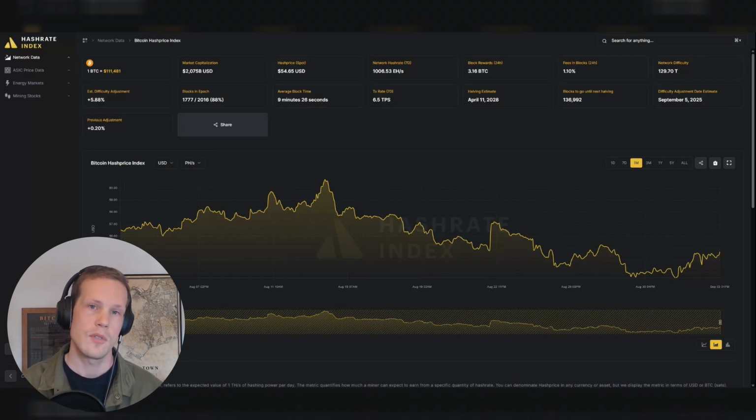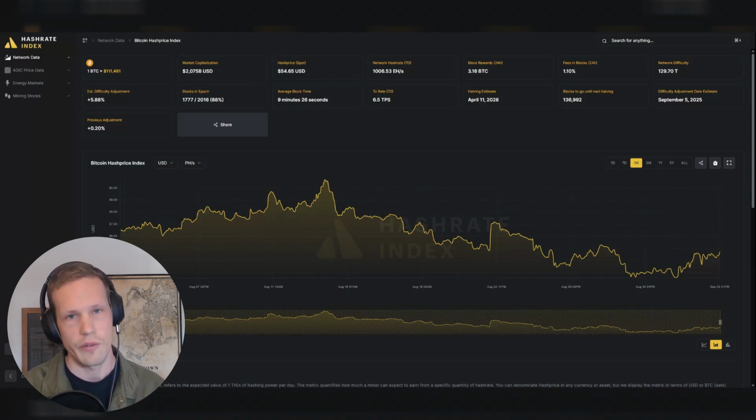A lot of the times, retail investors will look at Bitcoin price to determine whether it makes sense to mine or not, but they don't often look at hash price, which they should, because it actually matters far more than Bitcoin price alone. And Bitcoin price is one of the factors that make up the hash price. So hash price is made up of the Bitcoin price, the network hash rate, difficulty, the block subsidy, and fees.